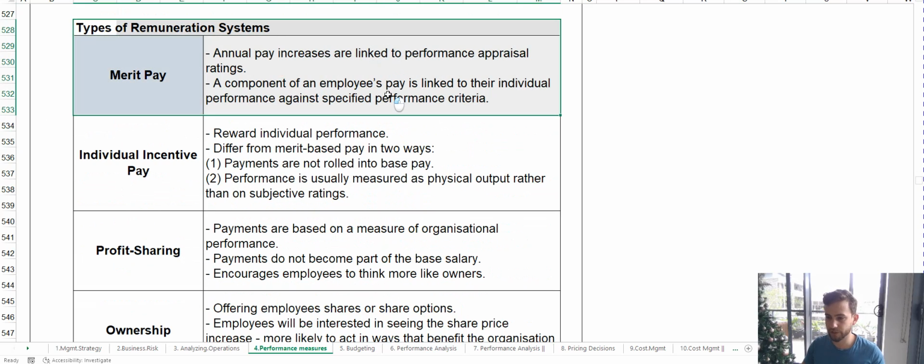Okay, so the types of remuneration systems. So merit pay. This is annual pay increases linked to performance appraisal ratings. For example, at PwC, if you get a 5 out of 5, you get a slightly higher pay increase, you might get 4% as opposed to 2%.